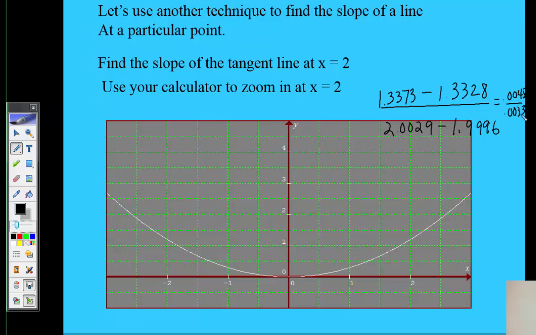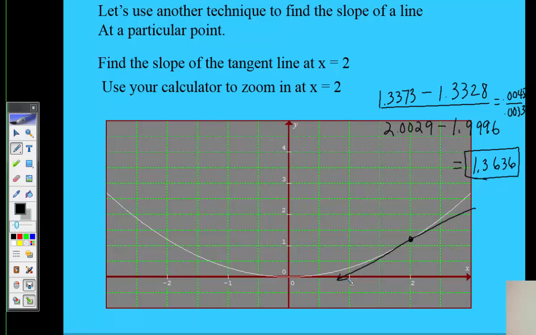So we have 0.0045 divided by 0.0033. So when we do that calculation, we get 1.3636, and it's repeating. So this is the estimate for the slope of our tangent line when x equals 2.